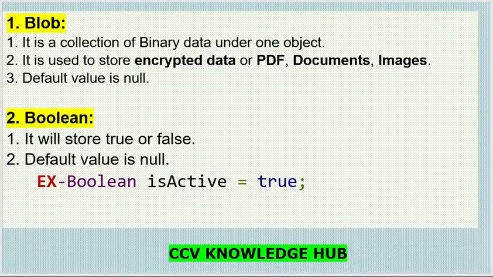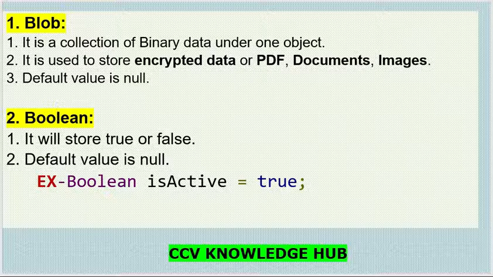Let's see what primitive data types are supported in the Apex programming language. The first one is Blob. It is a collection of binary data stored as a single object. It is used to store encrypted data, PDFs, documents, images. The default value is null. The second data type is Boolean. It will store true or false. The default value is null. For example, Boolean isActive equals true, so here we can say true or false.